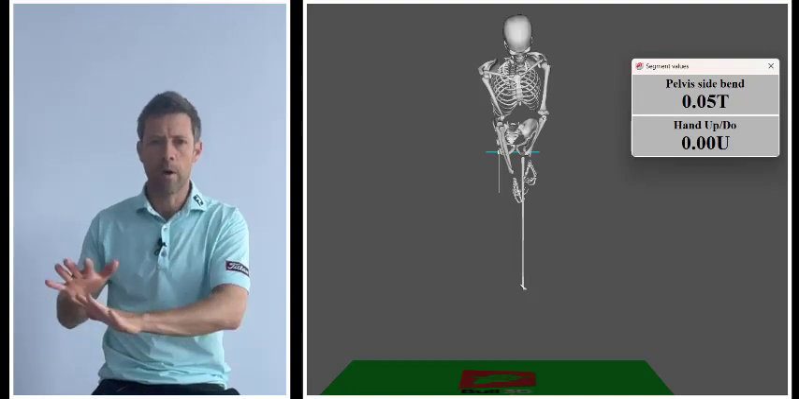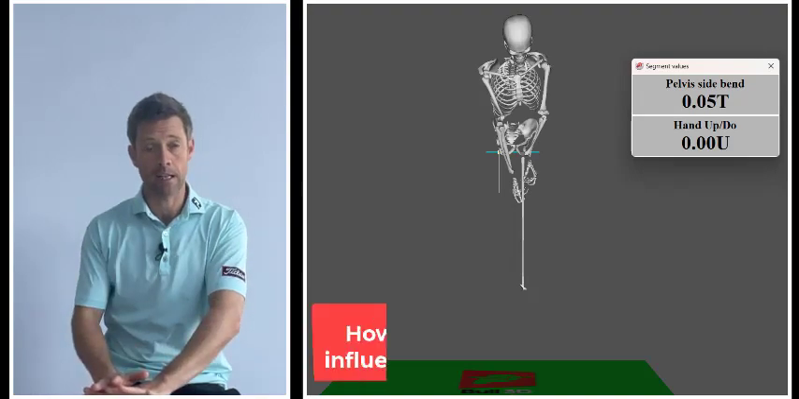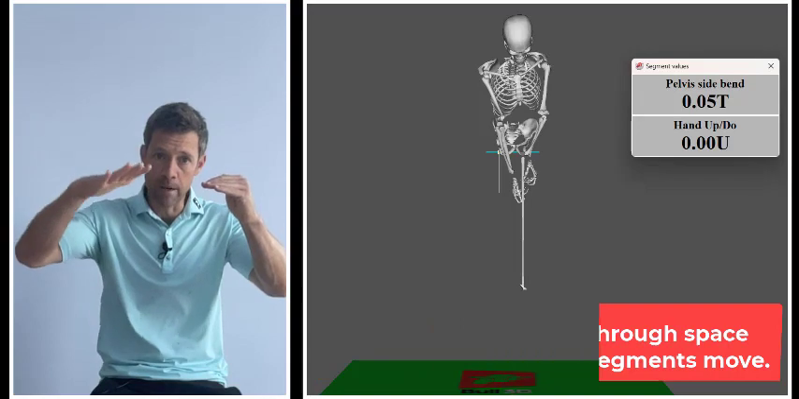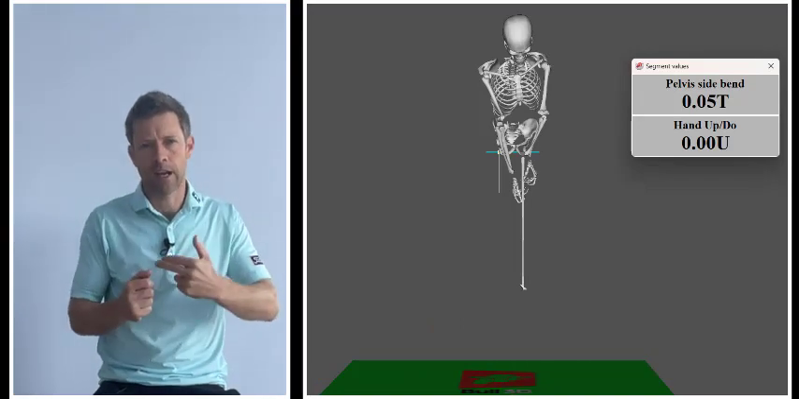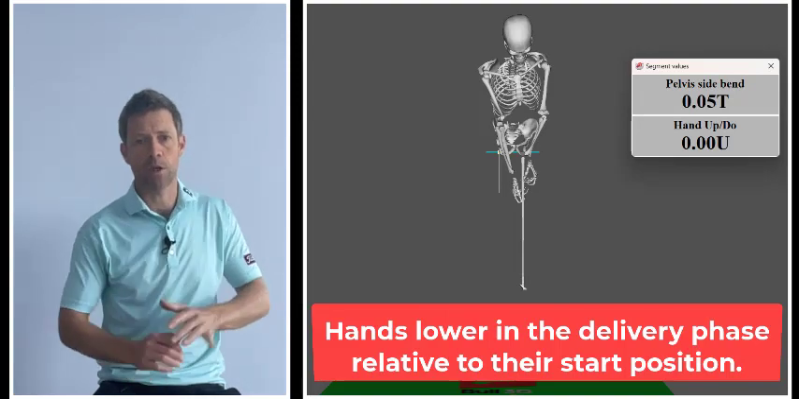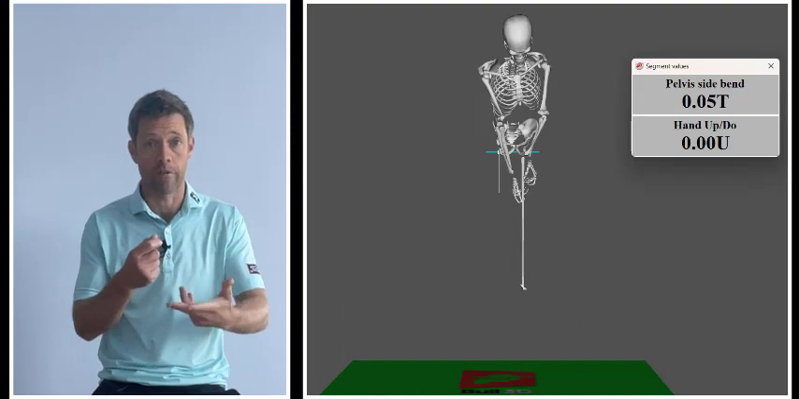Loosely speaking, when the hands can pressure downwards, when the hands can move lower down in that delivery phase relative to their start position, so their start position's here, if the hands move beneath that start position, that can really connect to how well we can start to push up through the floor, elevate through that lead hip and pelvis. So again, we look at the drive, the incentive.